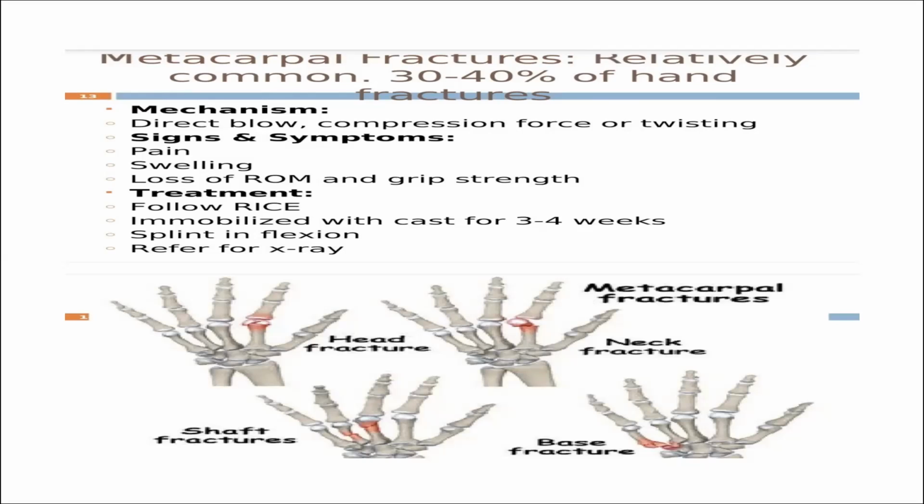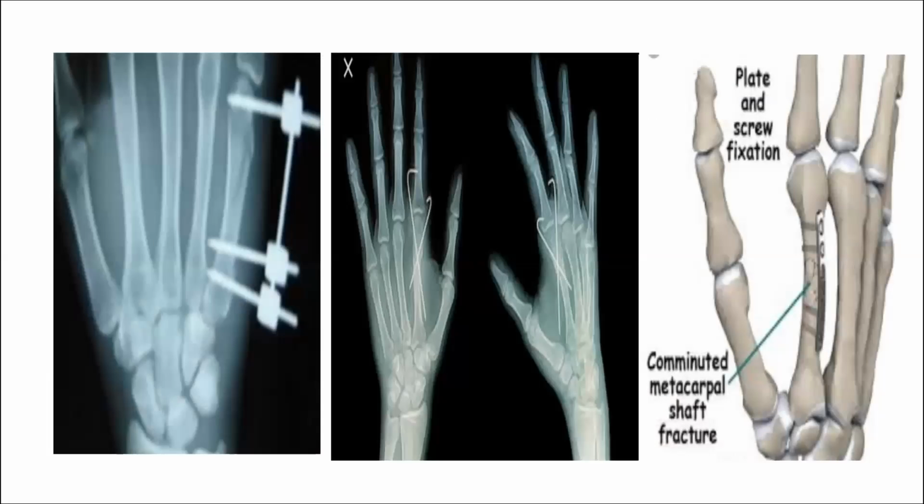Initially, they can be immobilized in a slab, but it has to be converted to a cast later on, wherein slight flexion is kept. On X-ray you can see exactly where the fracture is, because it can occur in the metacarpal head, the neck, the shaft, or at the base. So treatment depends on the location of the fracture.